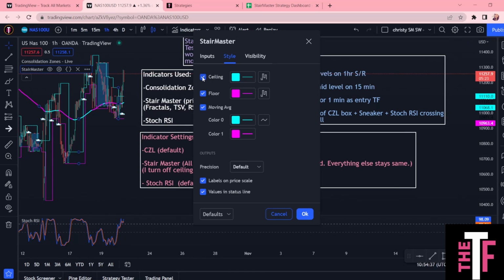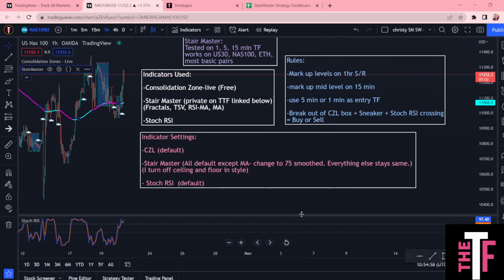So I turn them off, but turning them off doesn't mean it takes away from the indicator. It's still factoring them in. That's just your fractals. I don't like them. I think it just looks too cluttered for me. But if you do like keeping your fractals on, then you would keep your ceiling and your floors on. I turn them off. That's the only thing that I customize in the style.